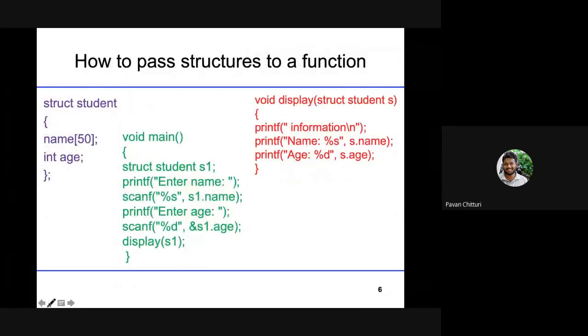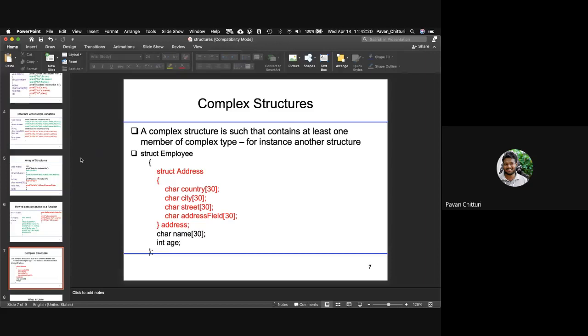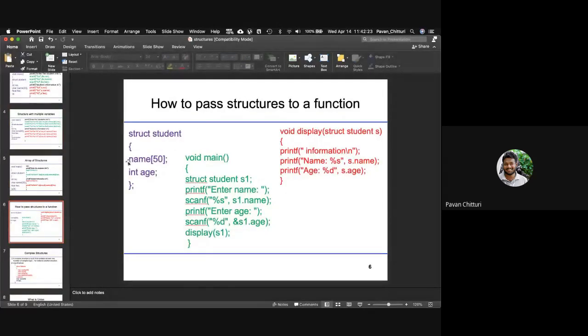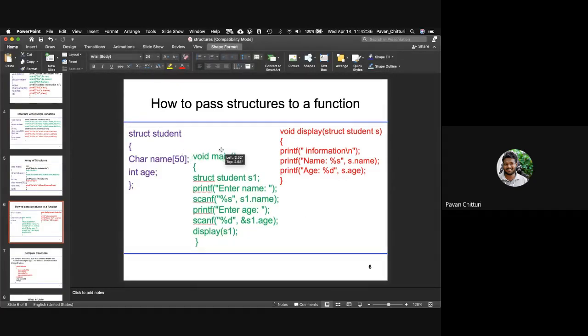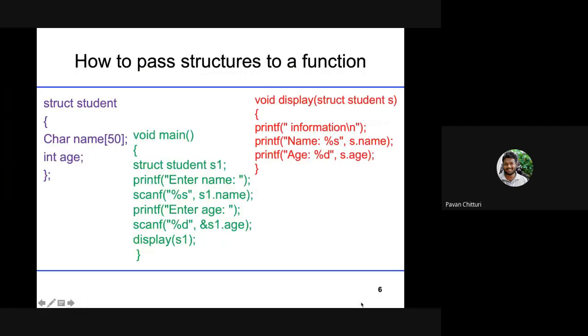So here in this particular example, we have only two fields for the student, name and age. And now I wanted to get that name. I have two fields. So that's why I've given different color combinations.